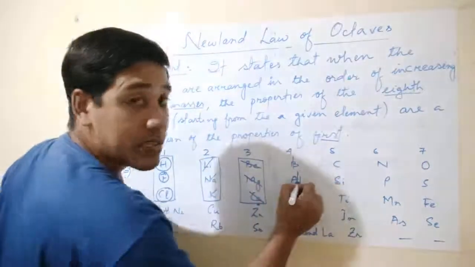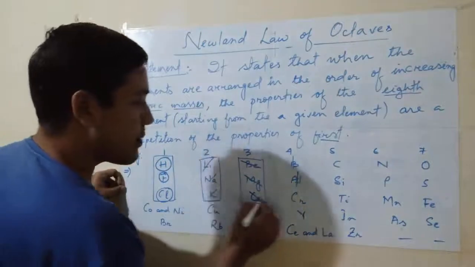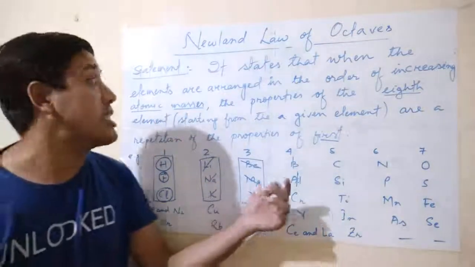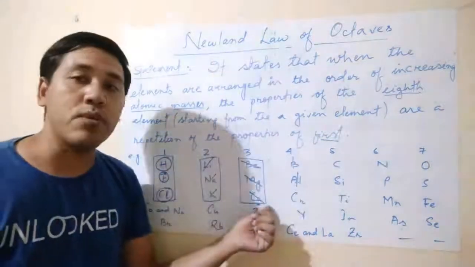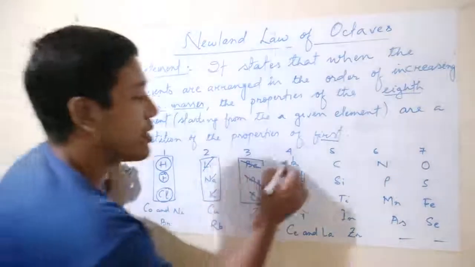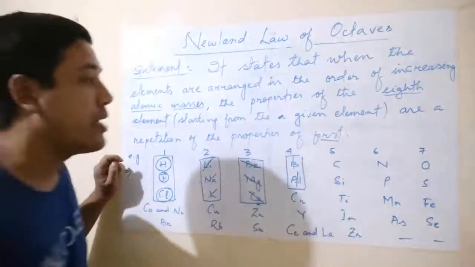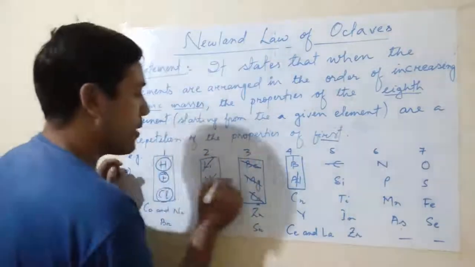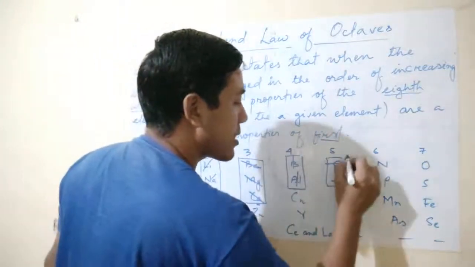Next one, starting from aluminum: 1, 2, 3, 4, 5, 6, 7, 8. But I already told you that this law can be applicable up to calcium, not beyond calcium. That's why these two will have the same chemical property. Next, carbon: 1, 2, 3, 4, 5, 6, 7, 8. Right, and these two will have the same chemical property.